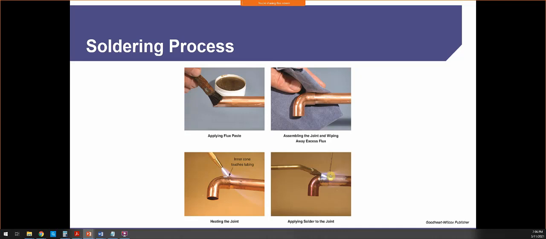solder melts. Once the solder melts, we know that our piece is going to be hot enough. Literally, I would just start to slide the solder all the way around. I remove the heat, slowly apply it all the way around. Once I do that, it'll start to fill in all the voids and make a nice tight joint.